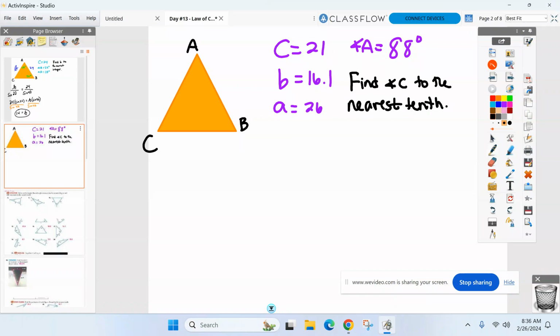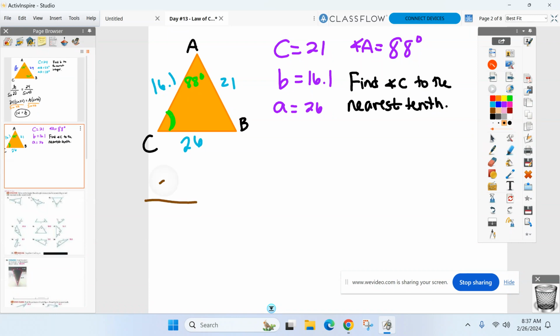Label your triangle with your sides using the new notation. I have 21 across from angle C, 16.1 across from angle B, and 26 across from angle A. Then angle A is 88 degrees. What's angle C looking like? All right, here we go: law of sines to find the angle.